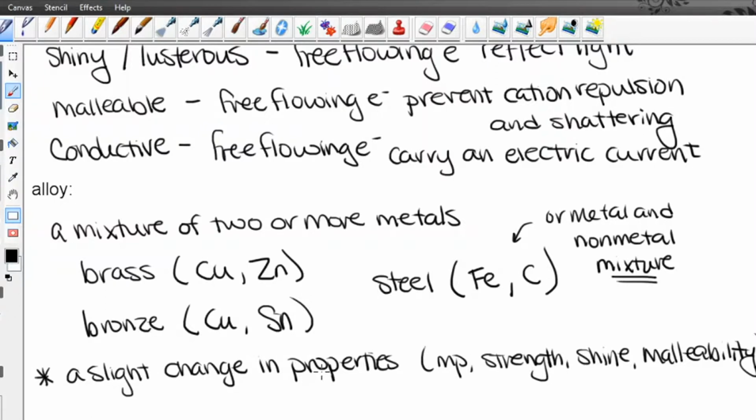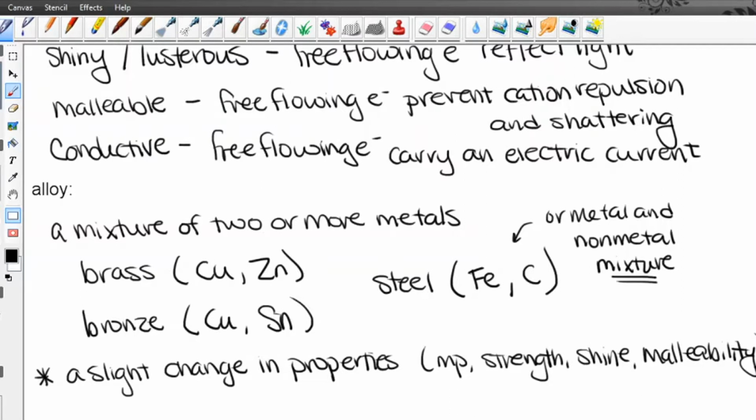I feel like there was something else I wanted to talk about alloys, and now I can't remember what it was. Should I pause my recording so you guys don't have to listen to me sit here and wonder about it? Yeah, maybe I'll do that.